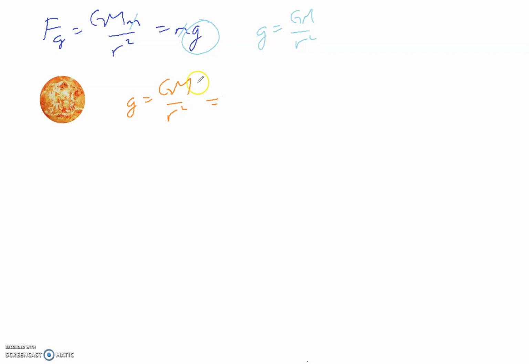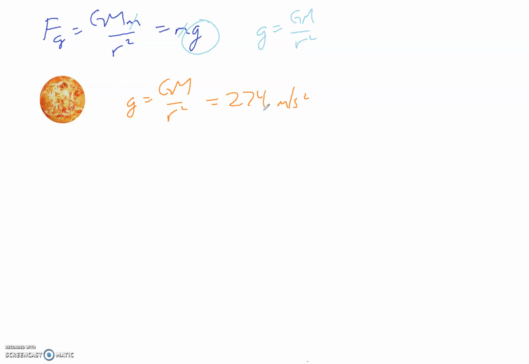So if we put in all of our values that we have, G, mass of the sun, radius of the sun, you should get an acceleration of about 274 meters per second squared, which is quite a bit. So if you compare that to Earth, it's about 27, 28 times the acceleration due to gravity on Earth. So it's a considerable acceleration.